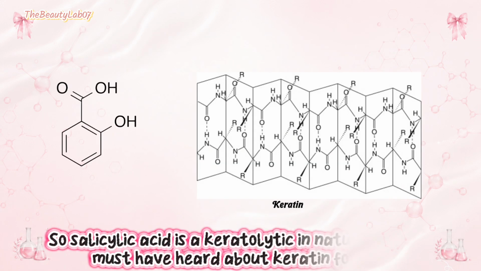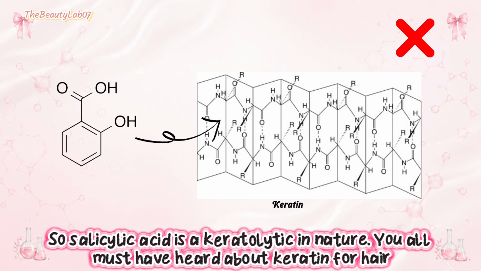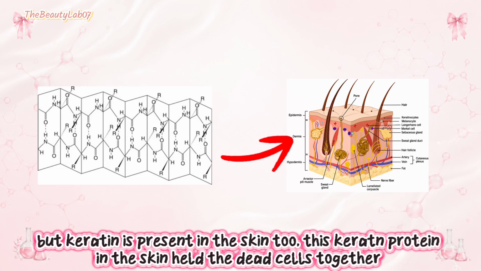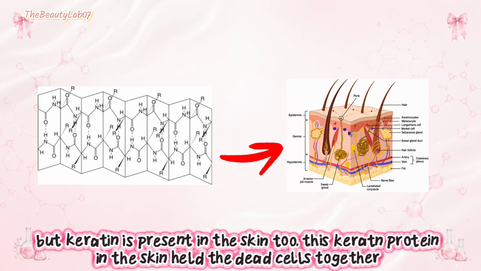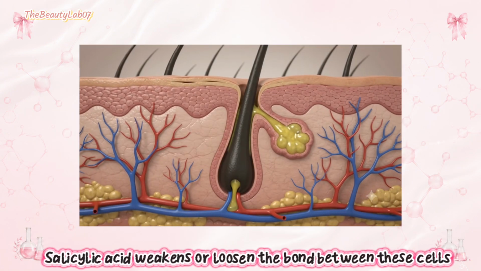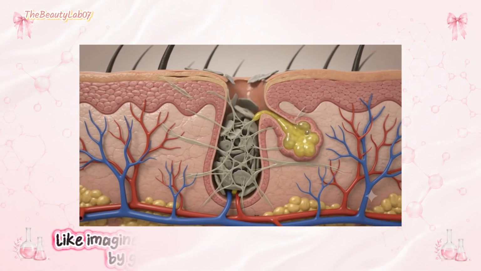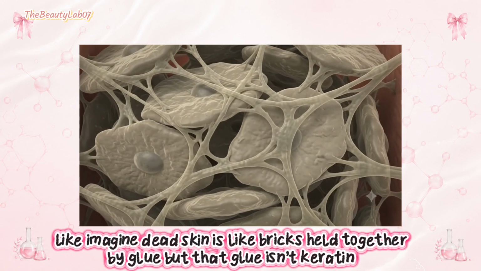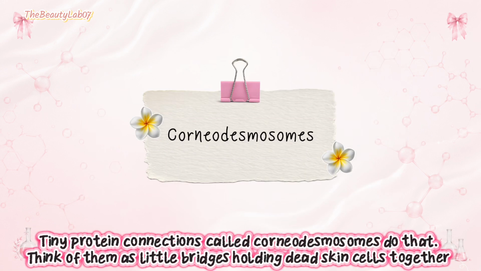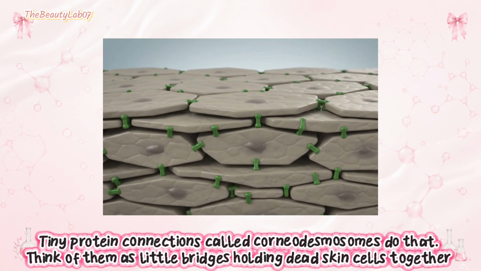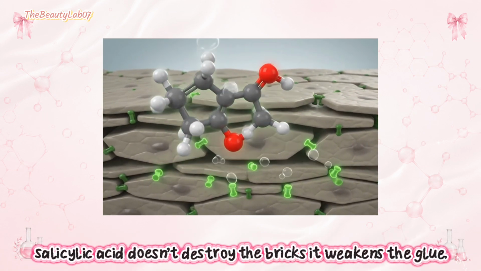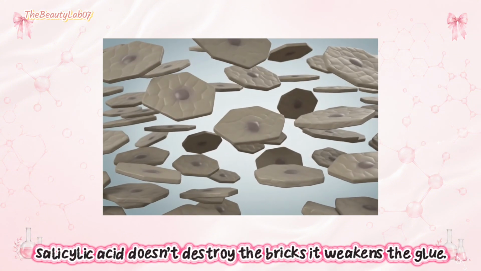So salicylic acid is keratolytic in nature. You all must have heard about keratin for hair, but keratin is present in the skin too. This keratin protein in the skin holds the dead cells together. Salicylic acid weakens or loosens the bond between these cells. Imagine dead skin is like bricks held together by glue, but that glue isn't keratin. Tiny protein connections called corneodesmosomes do that. Think of them as little bridges holding dead skin cells together. Salicylic acid doesn't destroy the bricks, it weakens the glue.